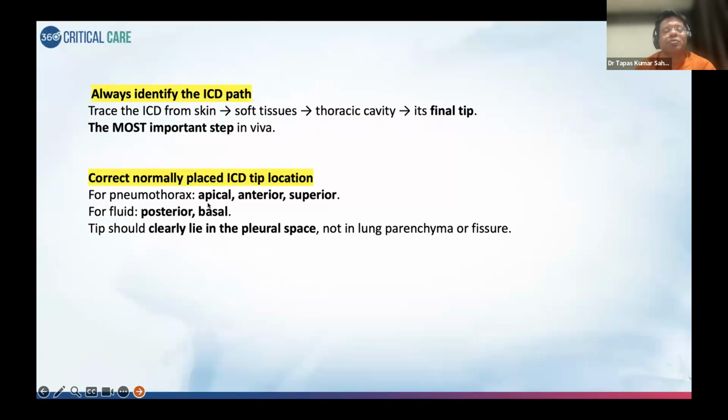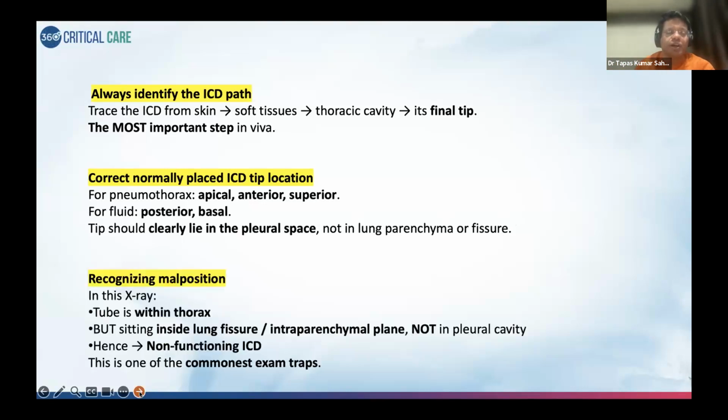Now for pneumothorax, it should be apical, anterior, superior. For fluid, posterior basal. You all know why I am talking about fluid. The tip has to be posterior and basal. Pneumothorax, it should be apical, anterior, superior. Now, tip should clearly lie in the pleural space, not too far, too deep, or too superficial. So, not in the lung parenchyma or the fissure.